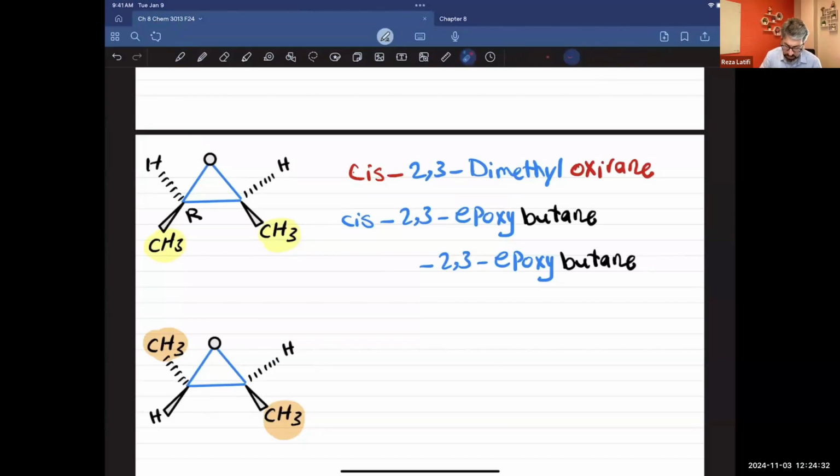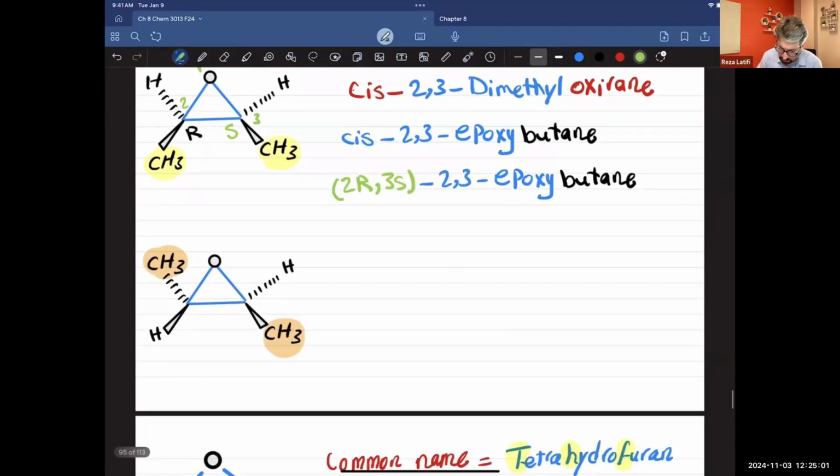And if we go with 1 here, this is going to be 2, and this one 3. This one will be counterclockwise. Hydrogen is at the back, so we don't need to do anything, and that's going to be S. So I got S here. So 1, 2, and 3: on 2 we got R, and on 3 we got S. So the correct name will be 2R,3S.